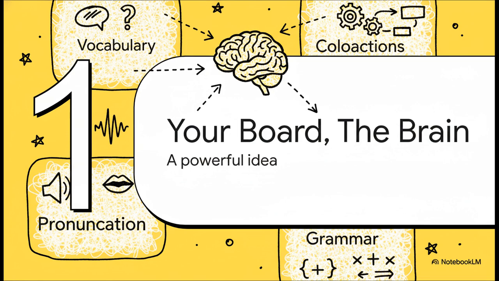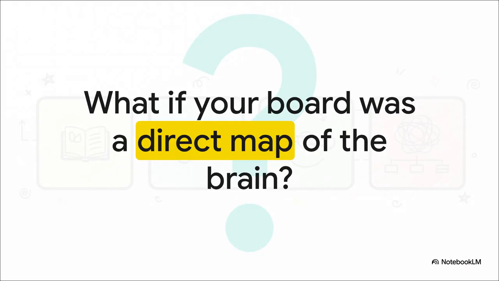Okay, section 1, your board, the brain. This is the big, powerful idea at the heart of everything. So the whole method, right? It's all built on this one really powerful connection, linking the physical space on your whiteboard to the cognitive space inside your students' heads. Just think about this for a second. What if every single time your students looked up at the board, they weren't just seeing information, they were seeing an organized model of how their own minds are processing language? That's a pretty revolutionary way to think about it, isn't it?